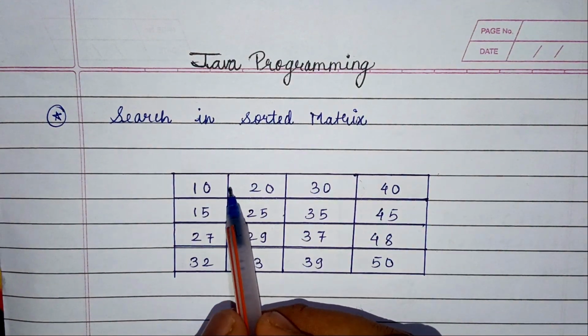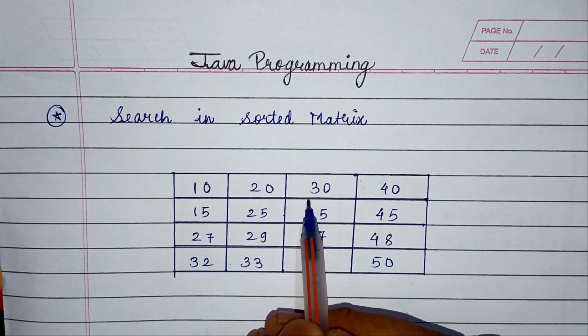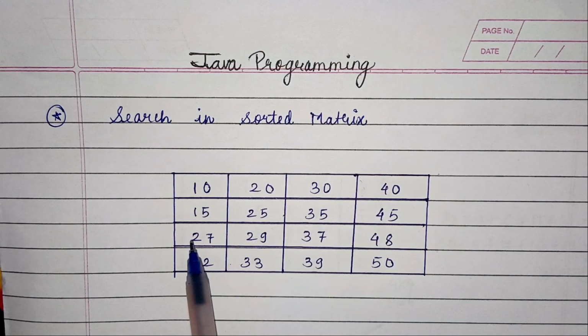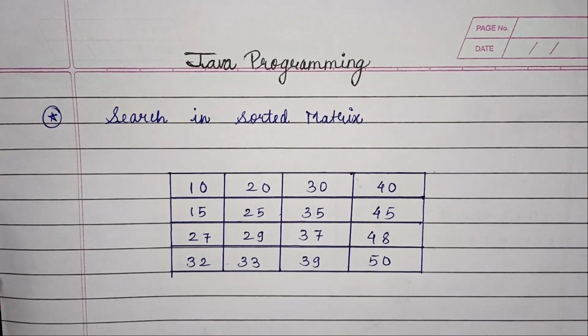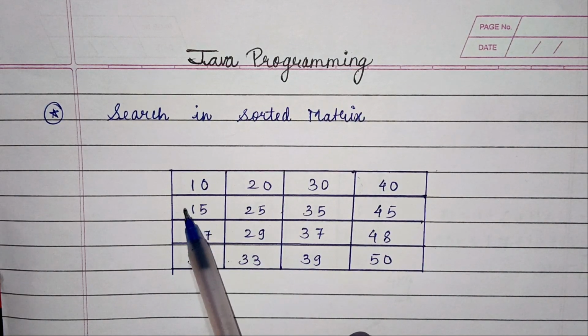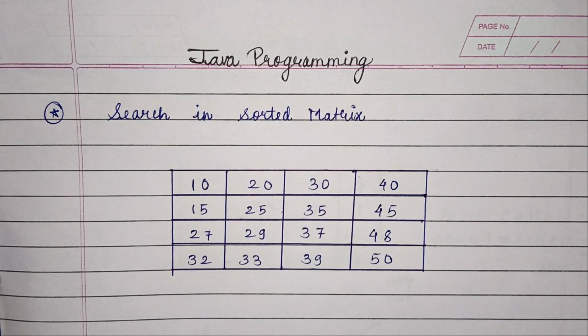So 10 is less than 20, 30 is less than 20, 40 is less than 30. So the previous element is smaller than the further element. And in column wise, 15 is greater than 10 and 27 is greater than 15 and 32 is greater than 27. So it is sorted row wise and also column wise.